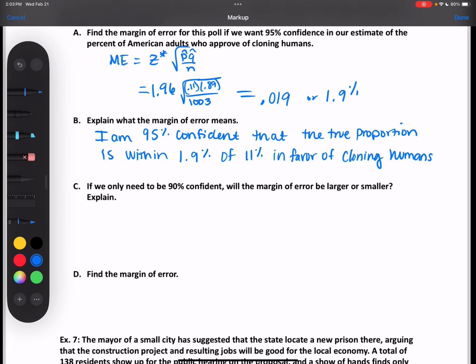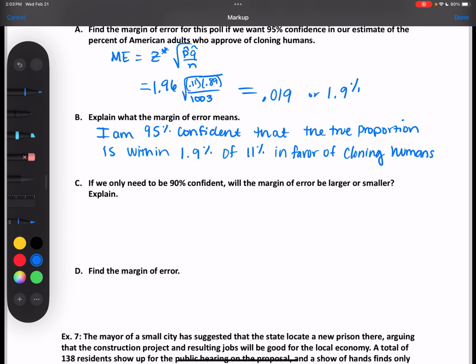All right, this next question is kind of done backwards. They want you to tell if for 90% confidence the margin of error is larger or smaller. So tell me what you think without doing any math, and then we're going to do part D and then go back and see if you were right for part C. Do you think it's larger or smaller? Smaller.